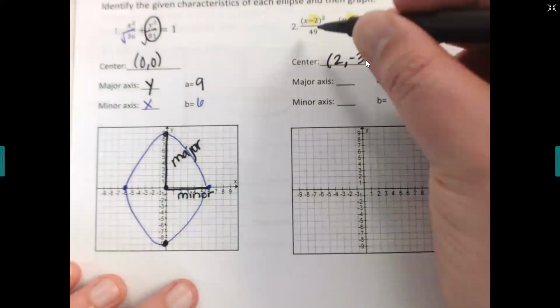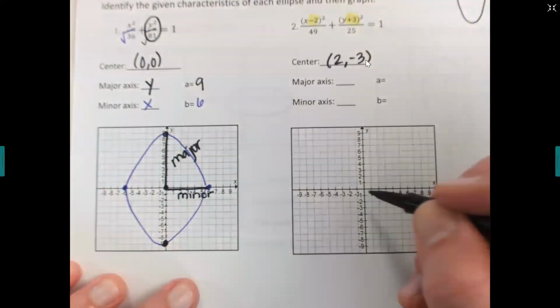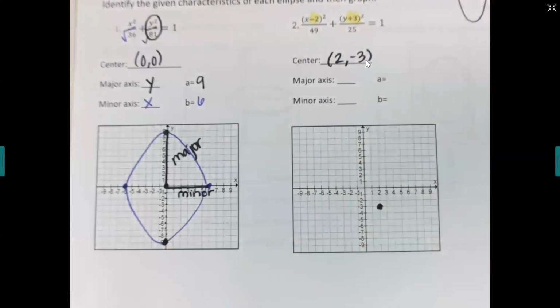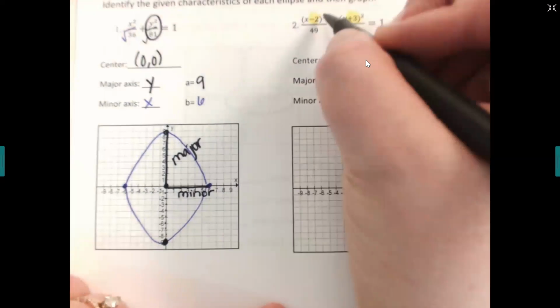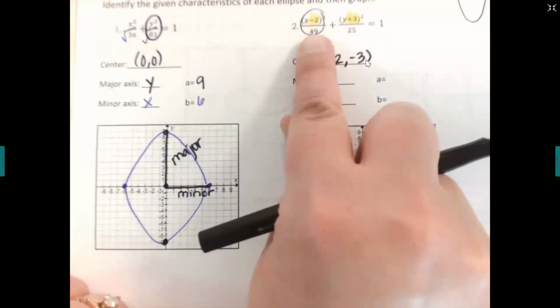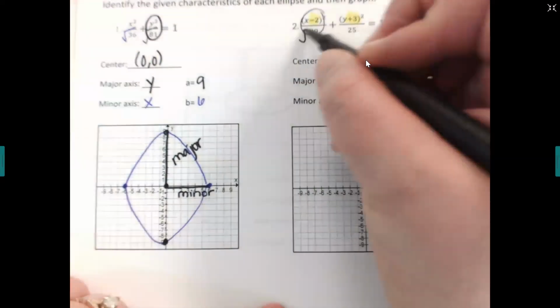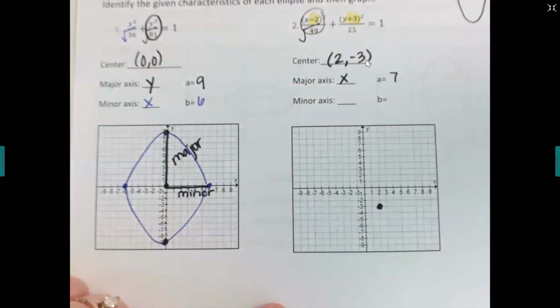Okay. So +2, -3 is here. That's my center. And then I'm going to look at the two numbers on the bottom and figure out which one's bigger. In this case, which number is bigger, the 49 or the 25? And what letter is 49 with, the X or the Y? Then the X axis is going to be your bigger one and the square root of 49 is 7.